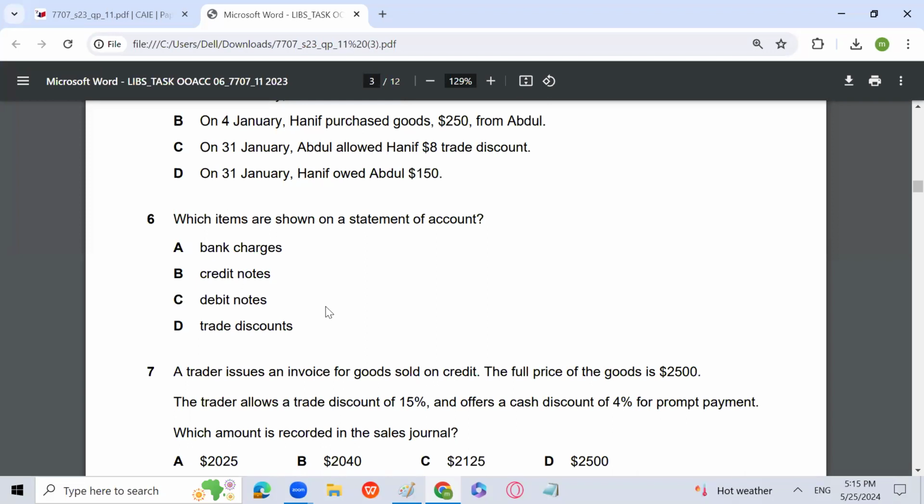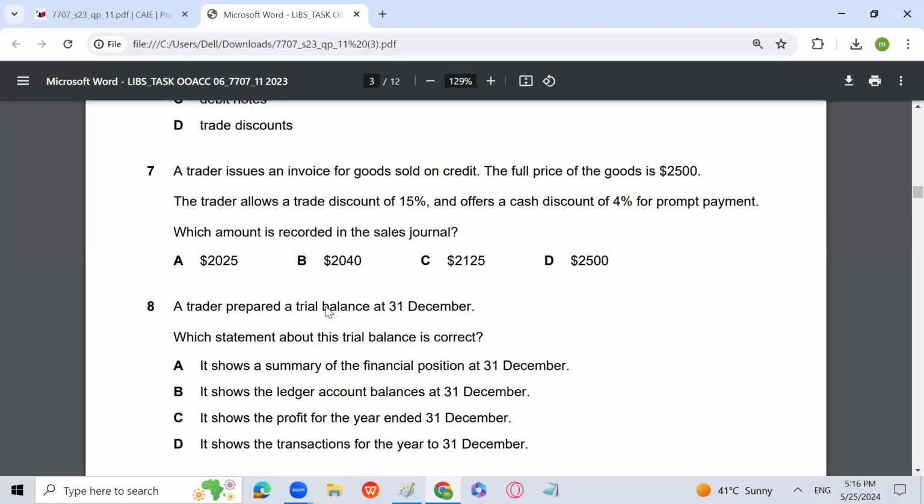So it always includes sales returns. And when you go for a sales return, always remember which document will be used for sales return? Credit notes. So B is going to be the answer. It is sent by the supplier to the customer, showing him the balance due by him. So credit notes is going to be the answer because of the sales return.